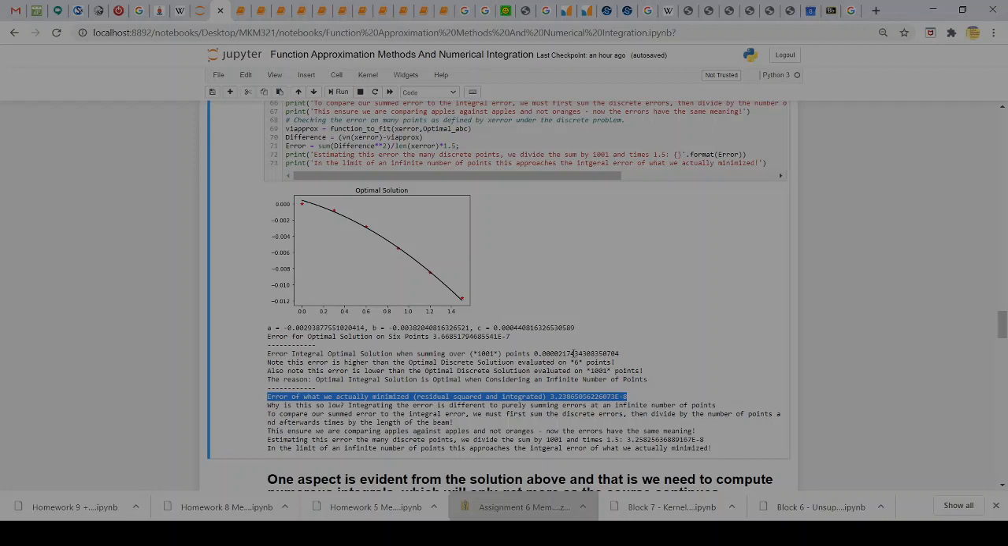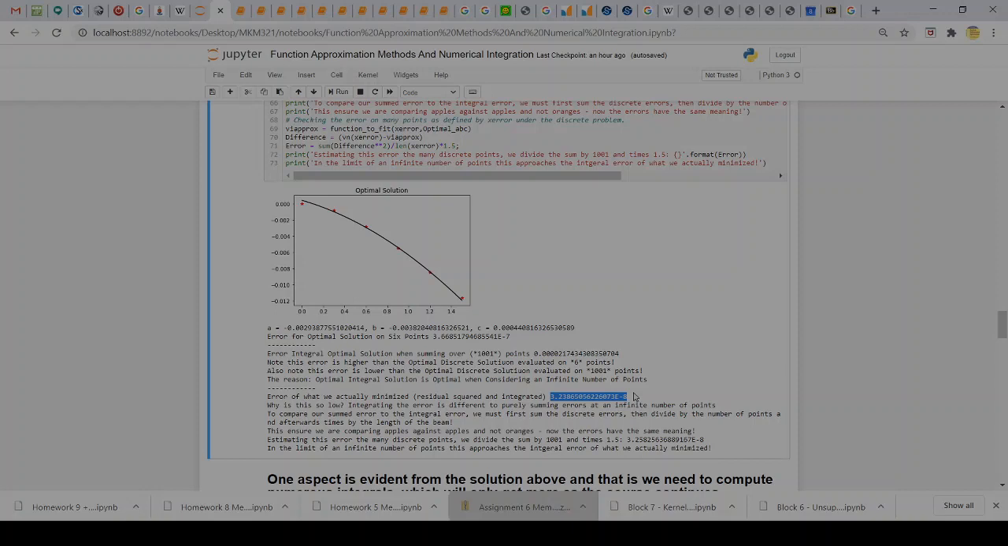Because here I only looked at 1000 points. Here I looked at 6 points. It was low. The more points I look at, it seems like the number is growing. It's because of the way I compute the error. The error that I'm computing here is different to just summing errors, because I'm actually integrating properly here, over an infinite number of points.